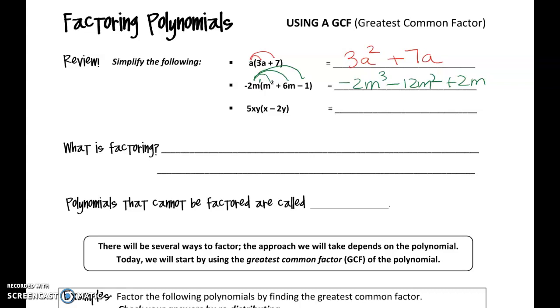Alright, and then for this one here, 5xy times x, that's 5x squared y, because there are two x's. Then I have 5xy times negative 2y, so I have negative 10xy squared. There are two y's, which is where I get the y squared from.